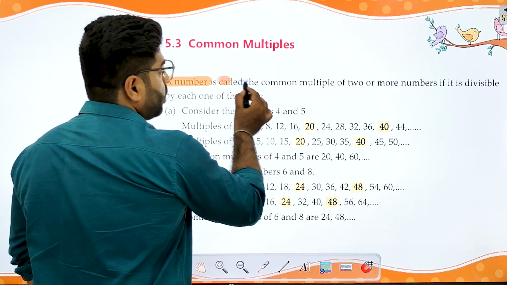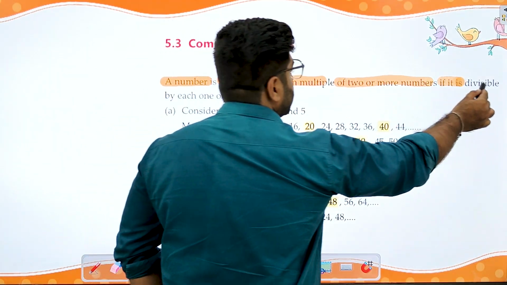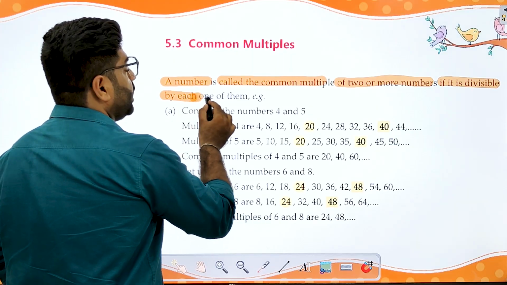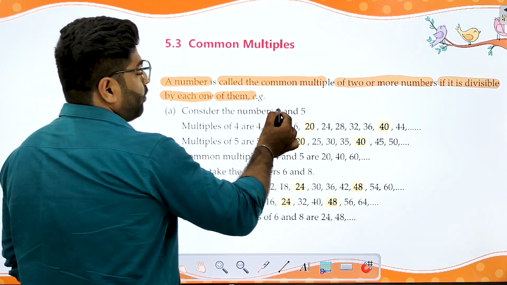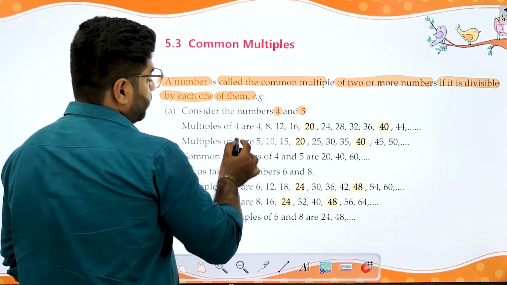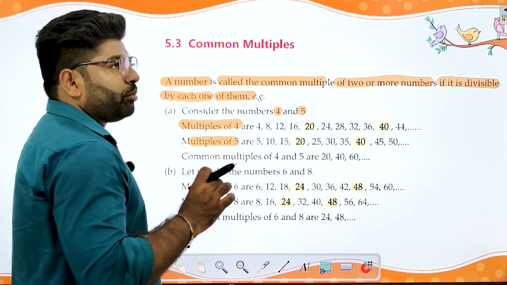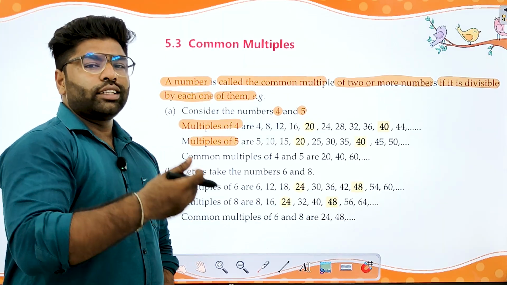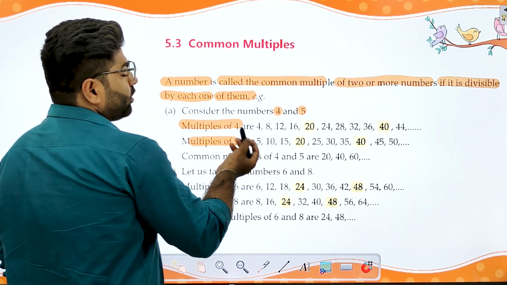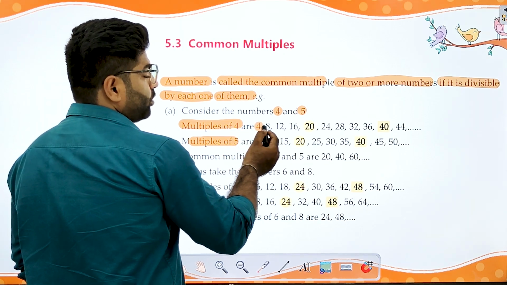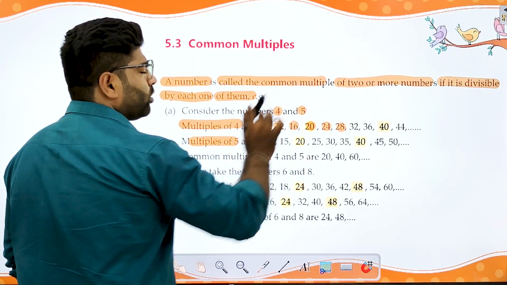A number is called the common multiple of two or more numbers if it is divisible by each one of them. And how? Listen, we have two numbers, 4 and 5. So we are going to find out the multiples. In multiples you have to multiply the numbers by 1, 2, 3, 4. Just like, see, we have to find the multiples of 4. So 4, 8, 12, 16, 20, 24, 28, and so on.